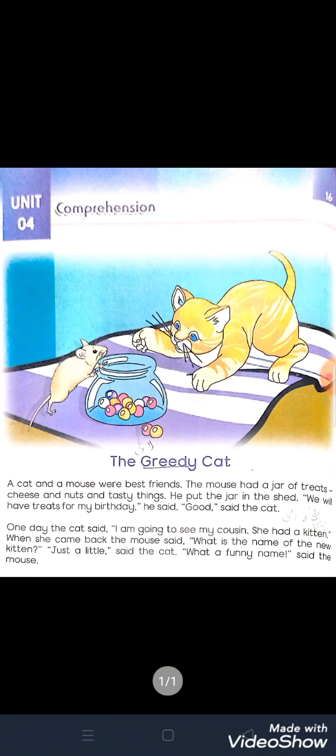Good, said the cat. One day, the cat said, I'm going to see my cousin. She had a kitten. When she came back, the mouse said, what is the name of the new kitten? Just a little, said the cat. What a funny name, said the mouse.